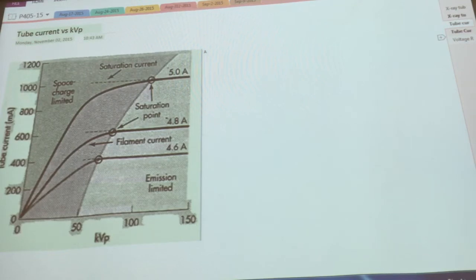What is it? Where does this tube current exist? It runs through the filaments. Nope. We're just talking about the cathode and anode. It's the current of electrons flowing from the cathode to the anode. That is the tube current.